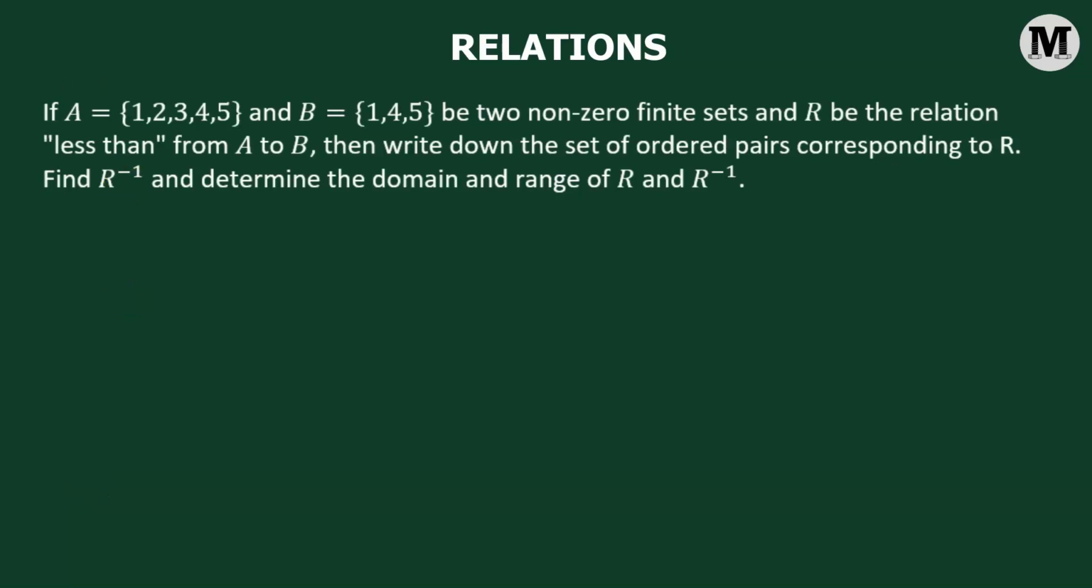So in this problem, we are being provided with two non-zero finite sets A and B. And we also have a relation R, which is defined as less than going from A to B. Then our goal will be to write down the set of ordered pairs that corresponds to the relation R. We also need to find out the inverse of the same relation R and determine the domain and range of each of the relation R as well as its inverse. Okay, so let us begin.